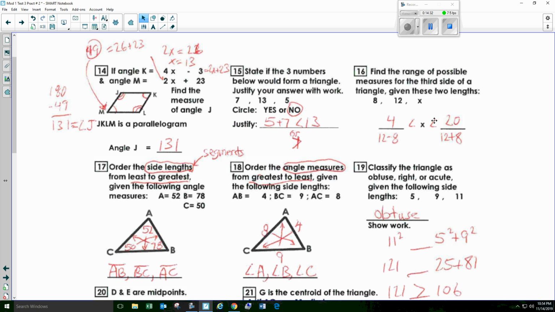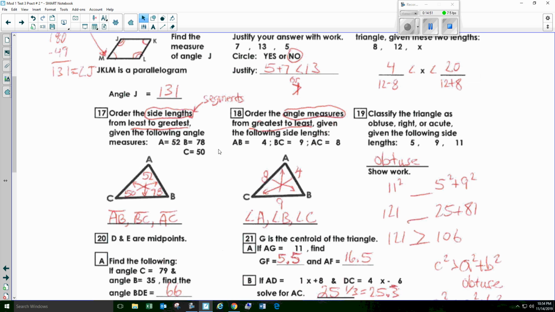I see some people forgot to put their less than symbol here and less than symbol here. Meaning X is greater than this one and X is less than this one. We talked about it. I don't know why people are missing this. Anybody can remember 12 minus 8 is 4 and 12 plus 8 is 20. I don't know why that was difficult at all. It's the easiest one on the entire test.